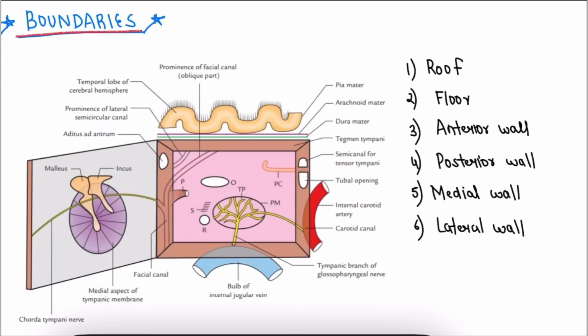Now coming to the most important part of the middle ear, that is boundaries. If you are a first year MBA student, you have to memorize this diagram, because this diagram is very important. We can remember all the boundaries with the help of this diagram. And there are total 6 boundaries. The first one is the roof, second one is the floor, third one is anterior wall, fourth one posterior wall, medial wall and lateral wall.